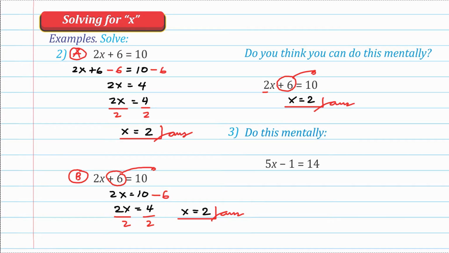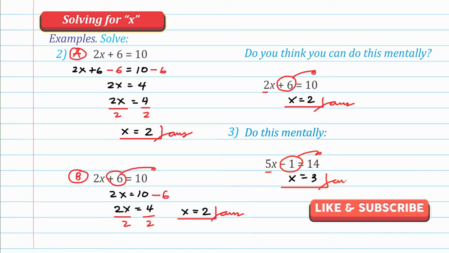So speaking of doing things mentally, try nga natin to, number 3. Can we do this on our mind lang? So we want to isolate x here. 5x minus 1 is equal to 14. So what we want to do is transpose that in our mind. 14 minus 1 becomes plus. 14 plus 1 is 15. And then 15 divided by 5 is 3. Therefore, the answer is 3. Aba, kayang-kaya palang mag-solve mentally.